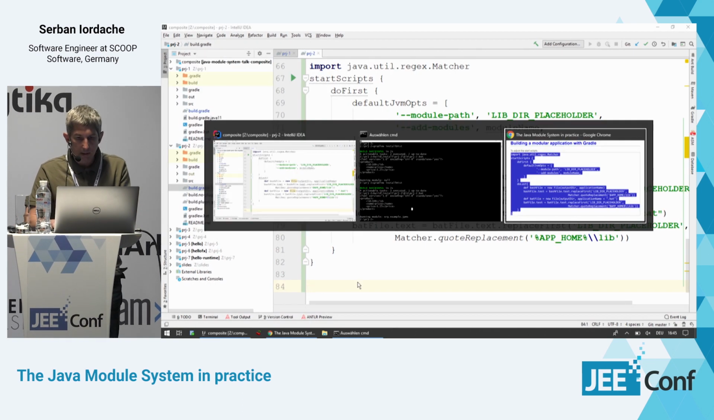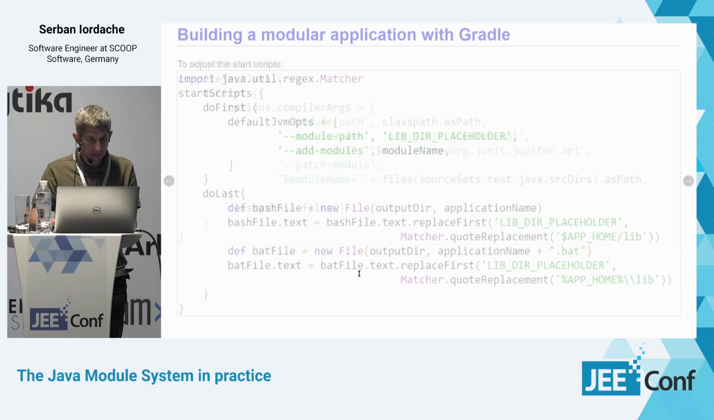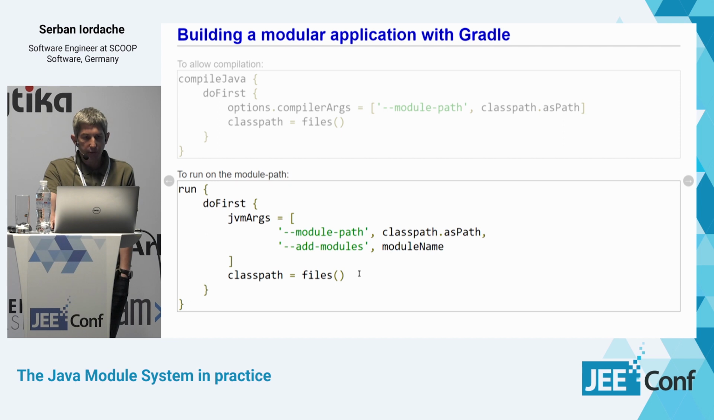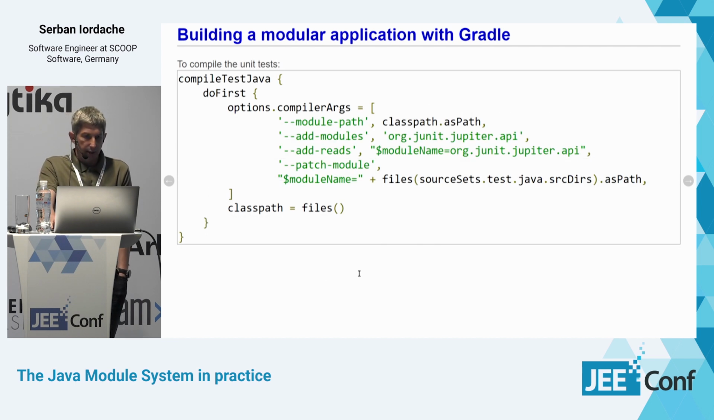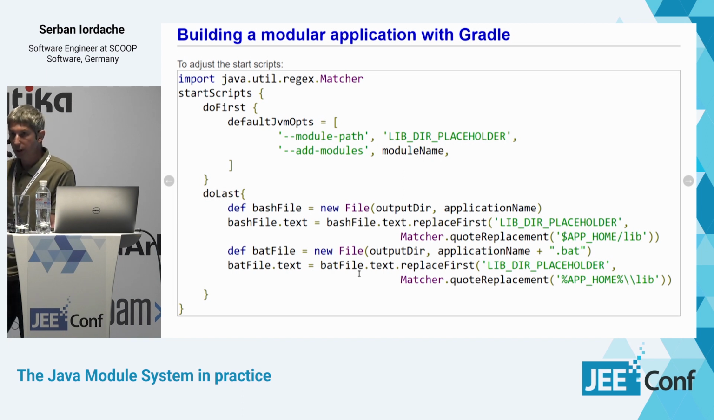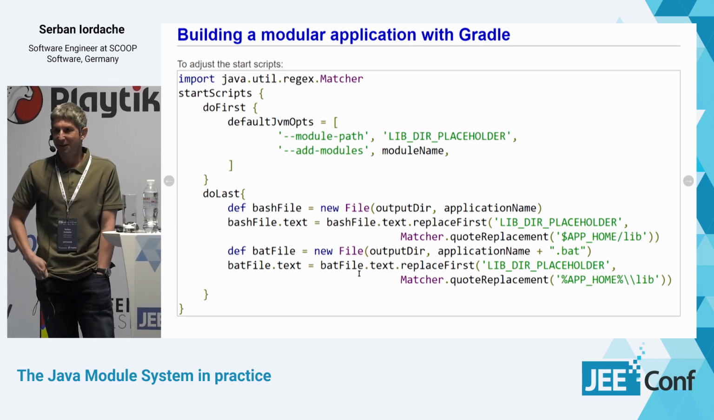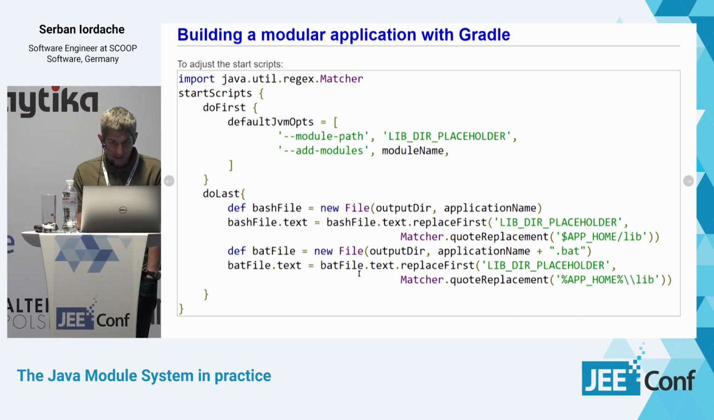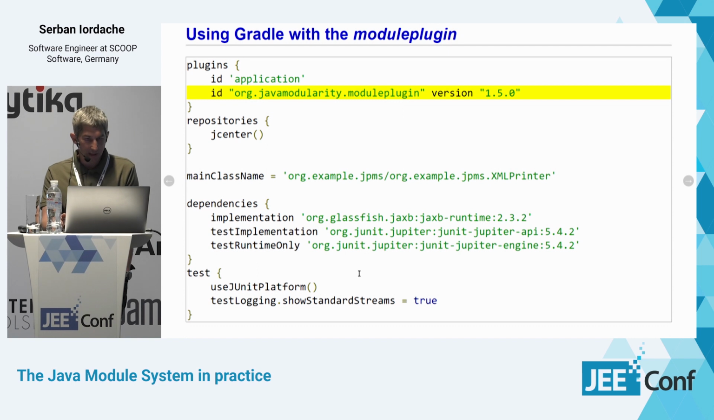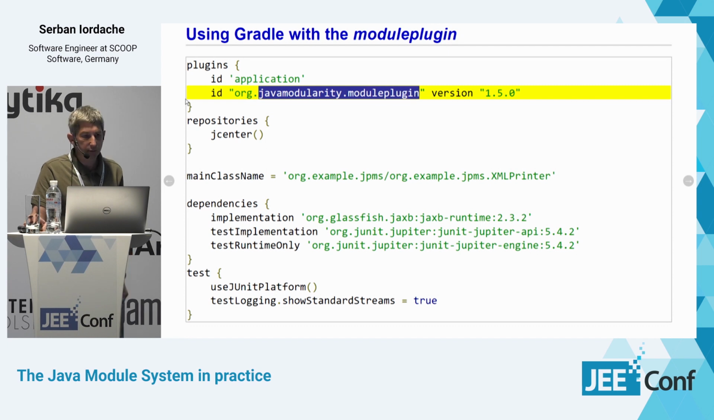So let's see again what we did. We needed to tell Gradle how to compile the code, how to execute it on the module path, how to compile our tests, and how to execute them on the module path, and we also needed to tell Gradle how to adjust the start scripts. Pretty simple, isn't it? No, it's not simple, but fortunately, there is a plugin that does all those things for us. So I think you will appreciate this plugin now that you saw how much work you need to do without it. With this plugin, you only need to put it in your Gradle script and you're done.